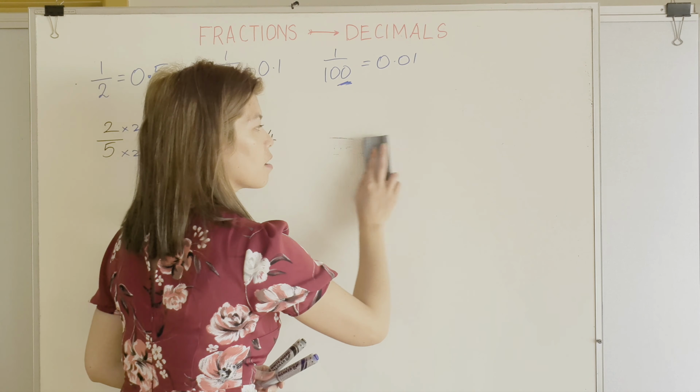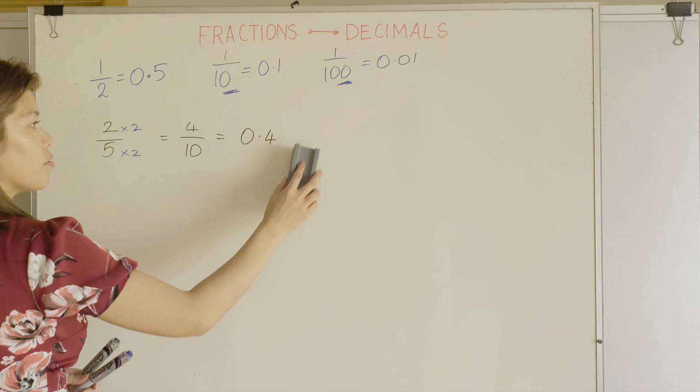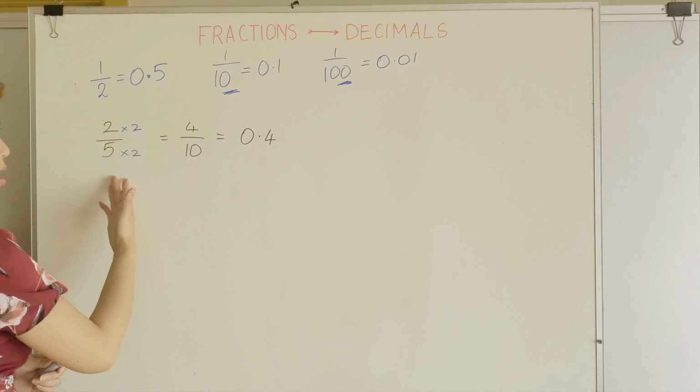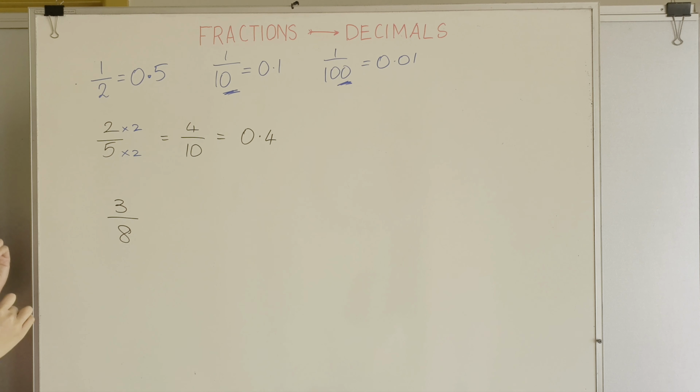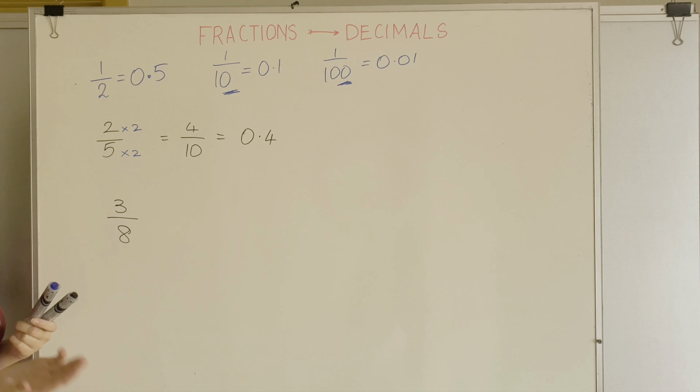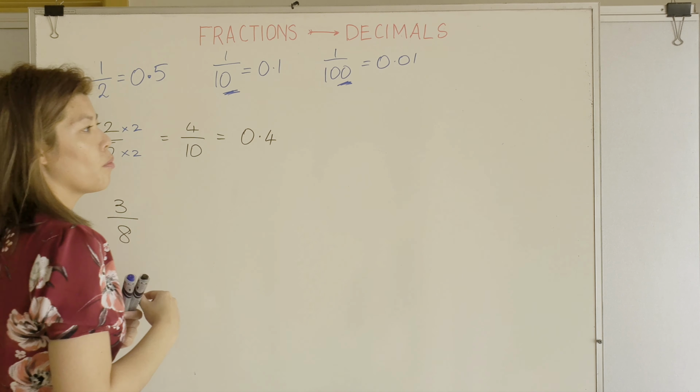Okay, so that's one way to do it, but what's another way to do it when we can't think of numbers that make 10 or 100? So we know the answer to this, but how can we work out the answer to something that looks like this? 3 over 8. We have to find another method. So let's figure out another method for this.